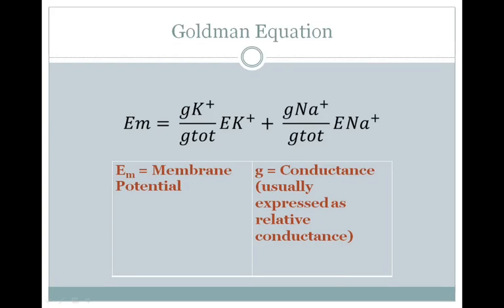If you remember from the last video, you can use the Goldman equation to determine the membrane potential given relative conductances of potassium and sodium, as well as their equilibrium potentials. Okay? Remember again, in the real world you would also care about other ions like chloride, but in general sodium and potassium are the biggest drivers of membrane potential.